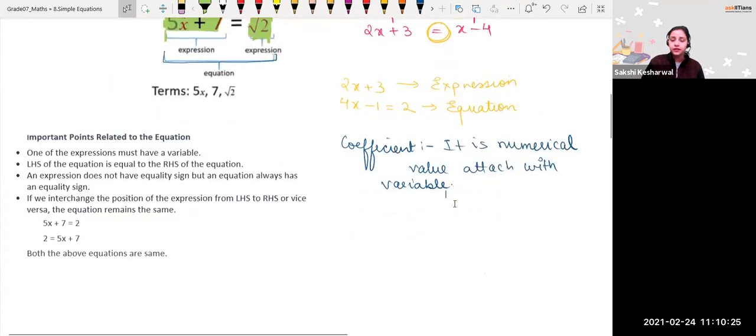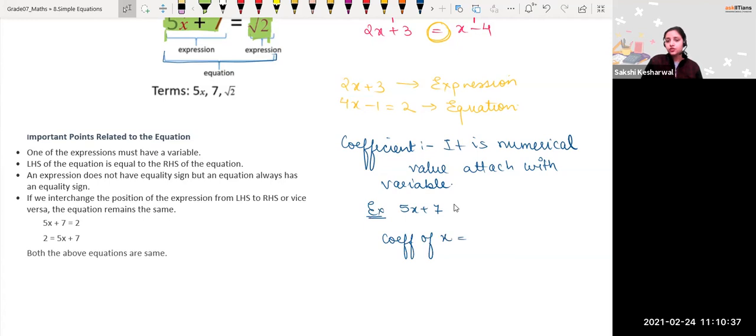Let's take an example. Here it's written 5x plus 7. What is the numerical value attached to x? If I ask what is the coefficient of x, it is 5. Now if I write minus 5x plus 3 and ask what is the coefficient of x, the coefficient of x is equal to what?